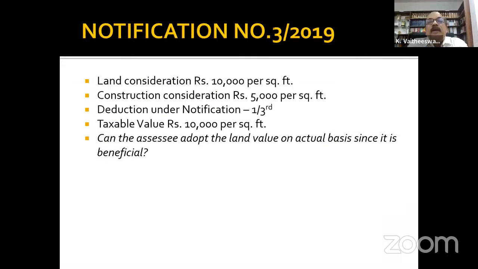So let's look at an example. Land consideration would be 10,000 per square feet. Construction consideration is about 5,000 per square feet. Your total is about 15,000. So if you get a deduction towards land at 1/3, your taxable value becomes 10,000 rupees per square feet. So when you're paying GST on 10,000 rupees per square feet, you're actually paying on construction, but also on land. Some element of the land consideration is also sitting in because of this artificial 1/3 deduction when your actual land value is higher than this 1/3 notional value. So the question that begs to be addressed is, can the assessee adopt the land value on actual basis since it is more beneficial to him?